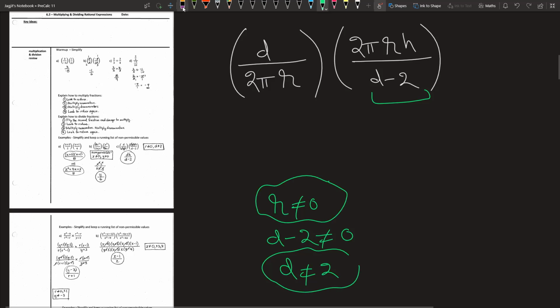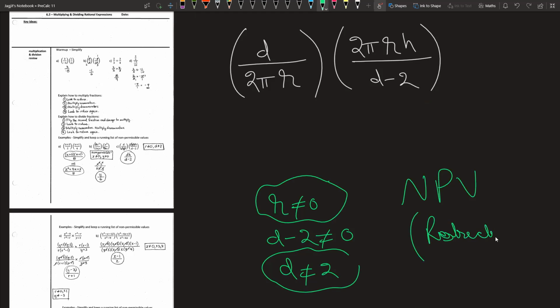When you say non-permissible, is it like the same thing as like find the restrictions? Exactly. Non-permissible, NPV is pretty much your restriction. That's pretty much the value when your denominator becomes 0, which means that's going to make your function undefined. So you don't want to make your function undefined, right? So it's pretty much your restriction. Non-permissible is just another name for restriction. Good question.